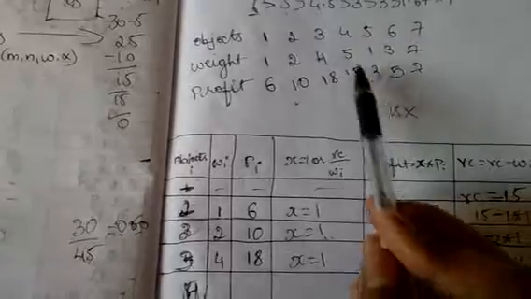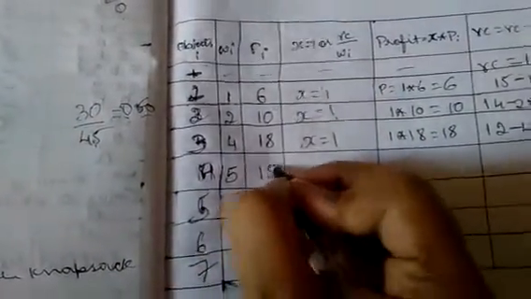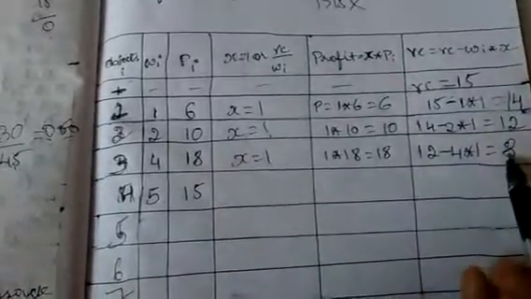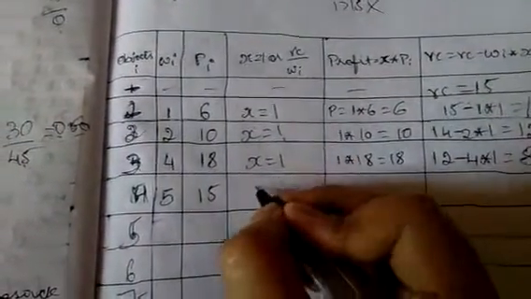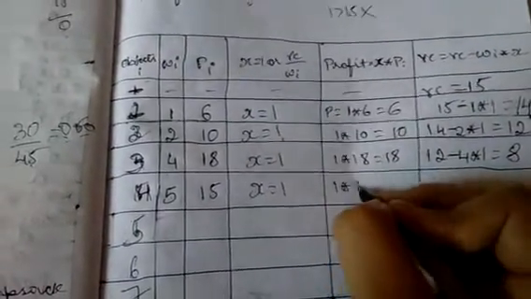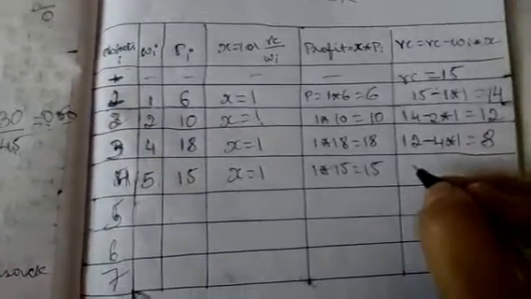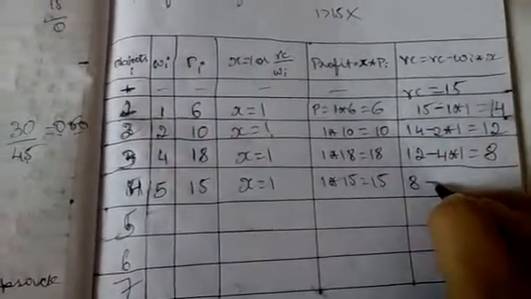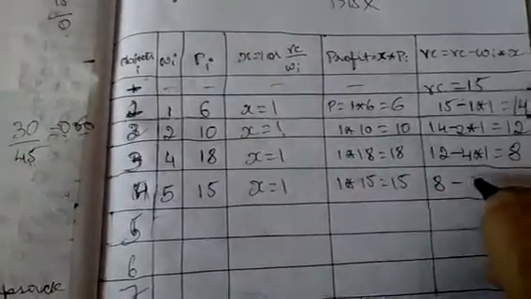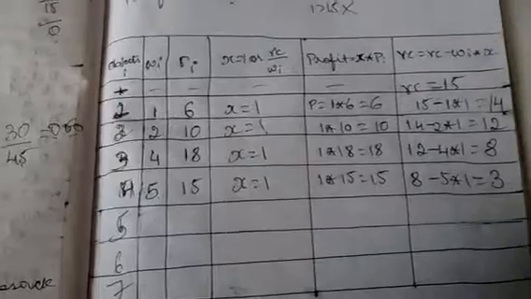Next, the fourth object: 5 and 15. Is 5 greater than 8? No. So again x is equal to 1. Then 1 into 15 is equal to 15. Then what is the remaining capacity? 8 minus 5 into 1. 8 minus 5 is 3.